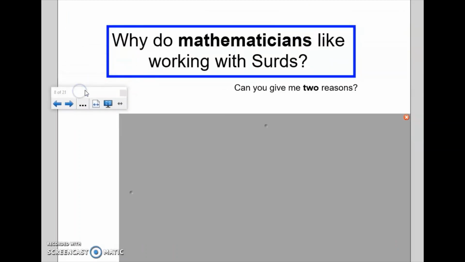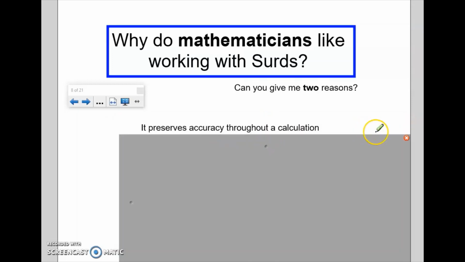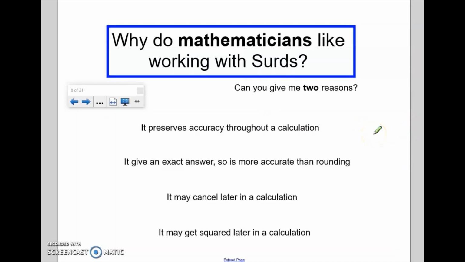Okay, again, pause the video, see if you can come up with some ideas. Why do mathematicians like working with surds? Okay, welcome back. If you paused the video, here's a few ideas. It preserves accuracy throughout the calculation. If we're working with a surd and we don't round it or start dealing with a decimal, we're keeping everything a lot more accurate. It allows us to give an exact answer, which is more accurate than rounding our final answer. If we present our answer as a surd, we're dealing with an exact value.